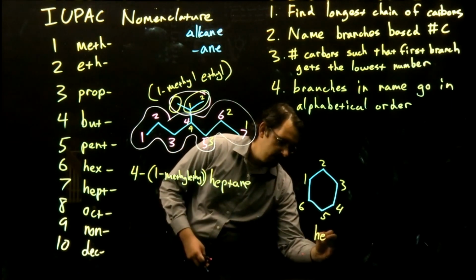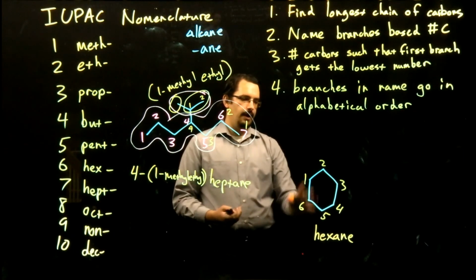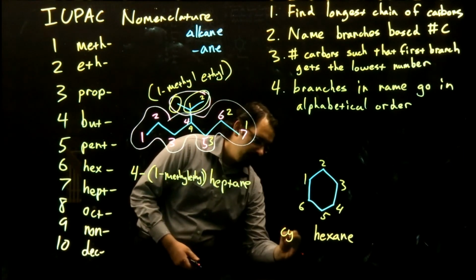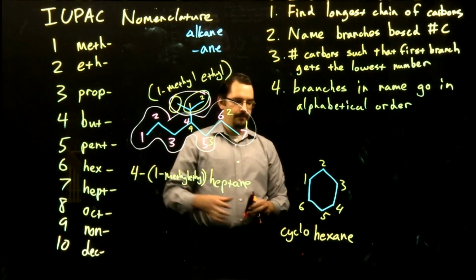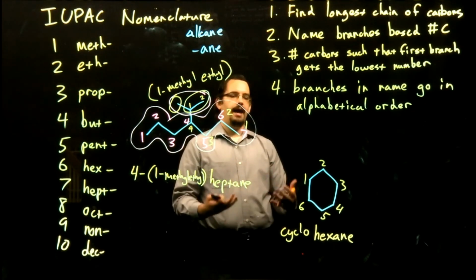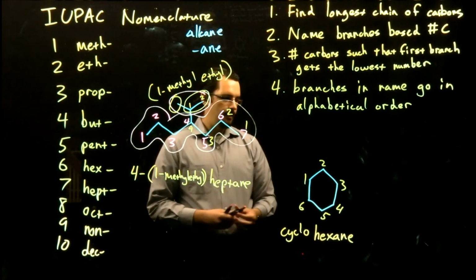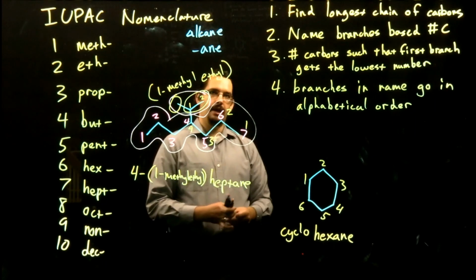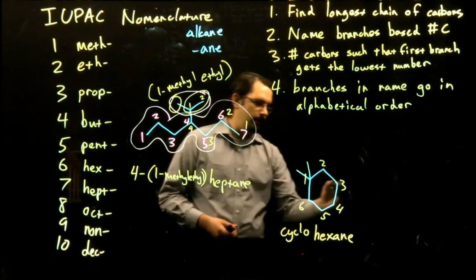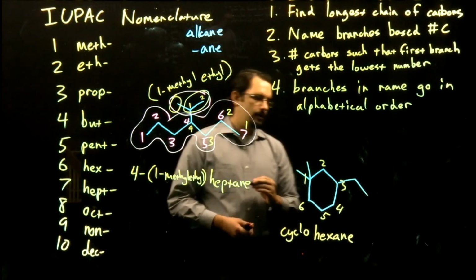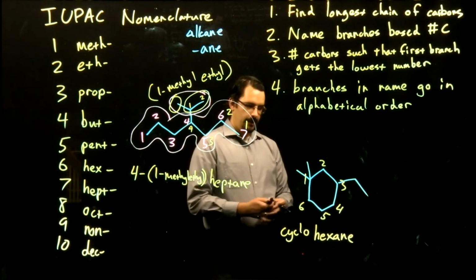So as usual, 6 carbons is hexane. But now we need something to indicate that we have this ring shape. So we're going to do that using a cyclo prefix. So this is a different prefix than our number prefix. It's just a prefix that indicates that we have a ring system. Now if we have branches on our ring, we can name them the same as we name them for other alkanes. So if I have maybe a couple branches here, and another larger branch here, I would name those as usual based on our normal naming system.